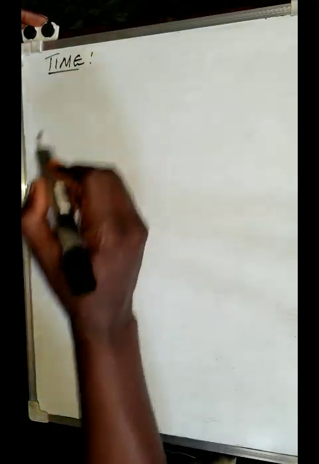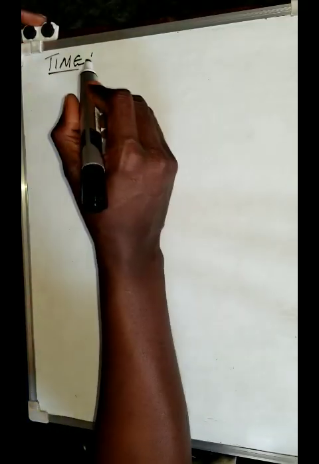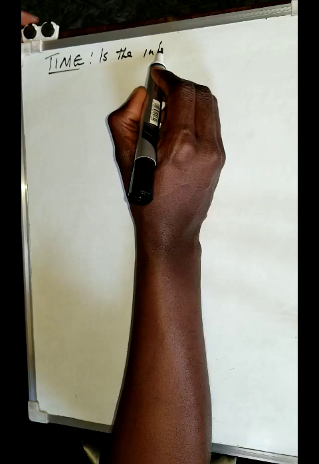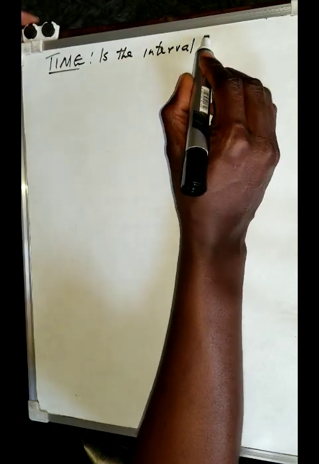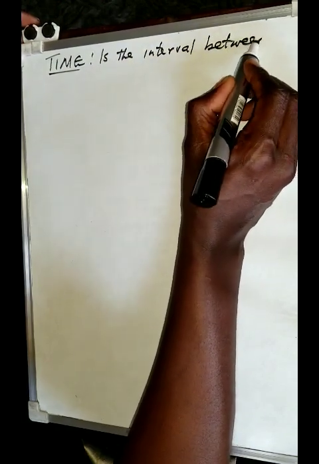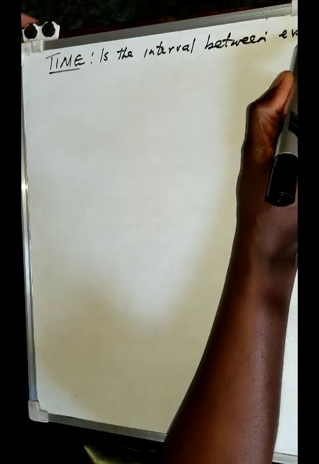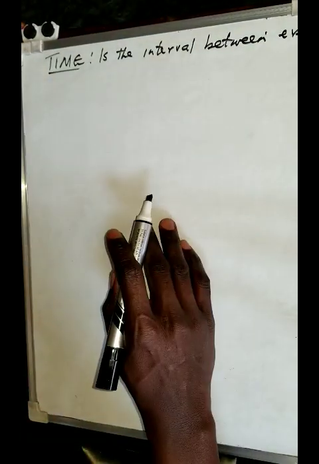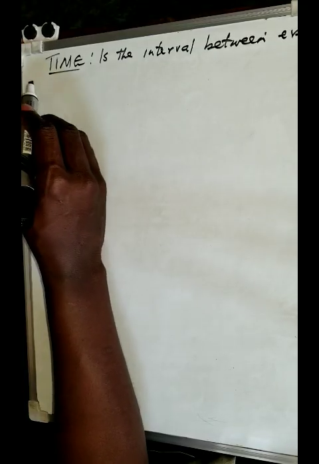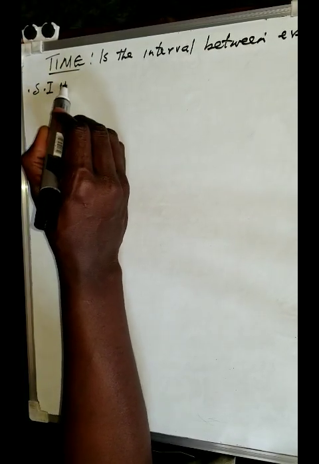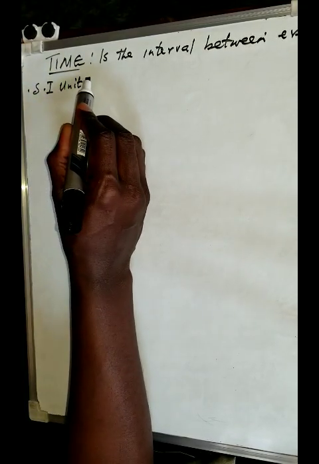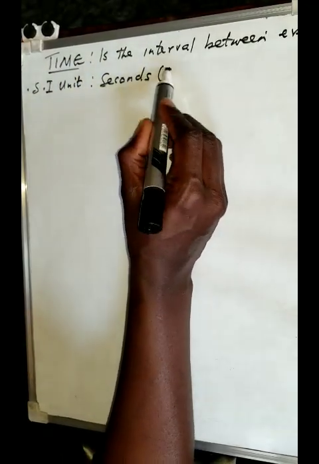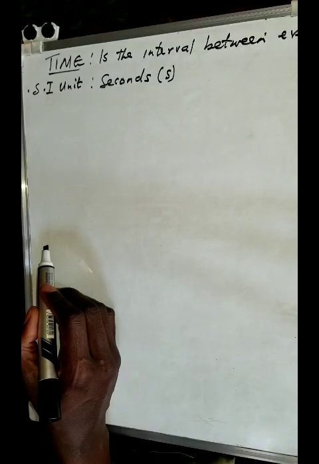There are so many definitions of time, but in simple terms I can simply say time is the interval between events. Yeah, so the interval between events that are taking place, that is what I can call as being time. If you remember from our previous discussion, we did say that the SI unit for time is simply the seconds represented by small letter s.